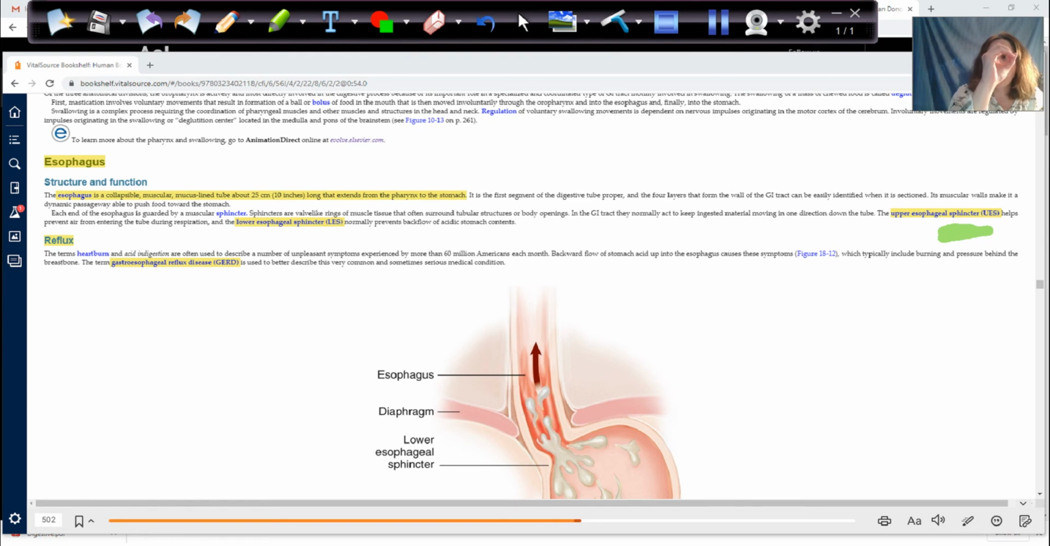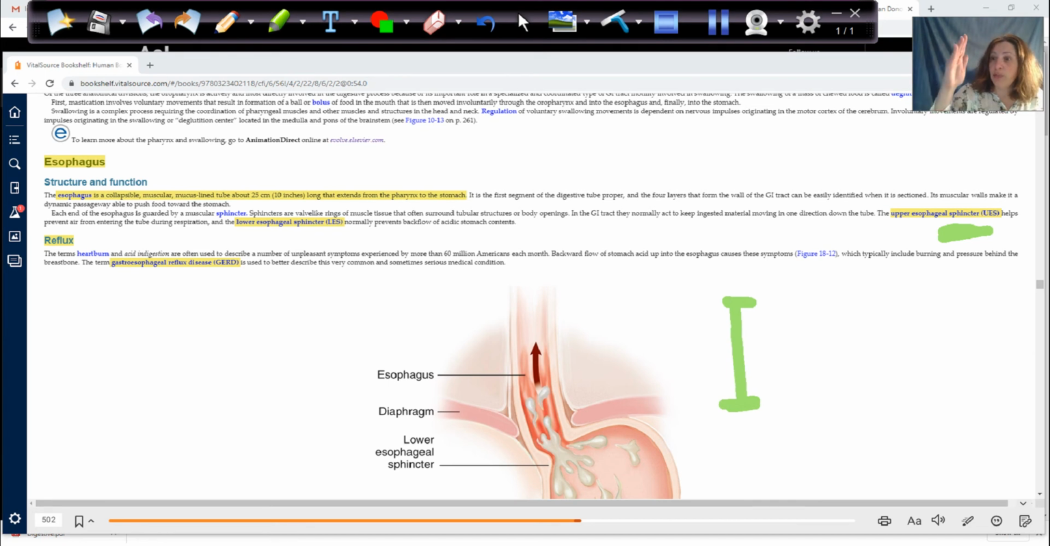Okay. However, at the top and bottom of this structure, we have a sphincter, and a sphincter simply means a round muscle, a donut-shaped muscle. And because it's a muscle, it can contract and squeeze and close completely. So we have an upper esophageal sphincter and a lower esophageal sphincter. If this is our esophagus, we've got one here and we've got one here.